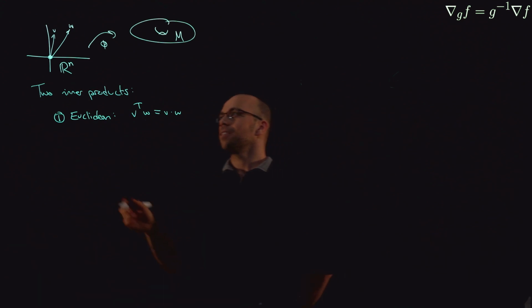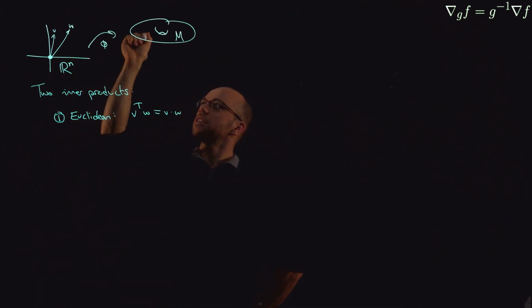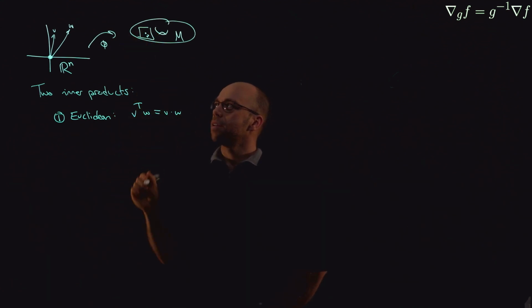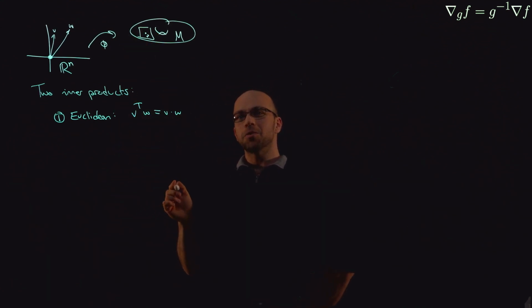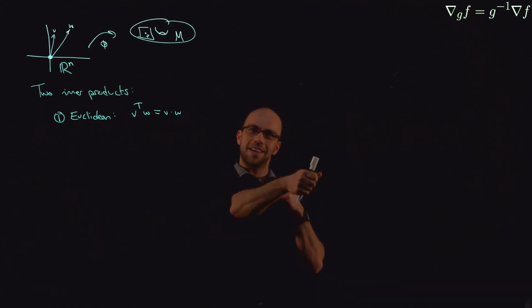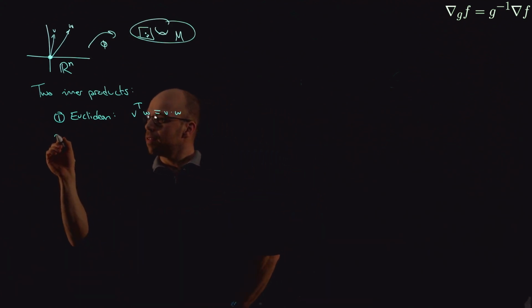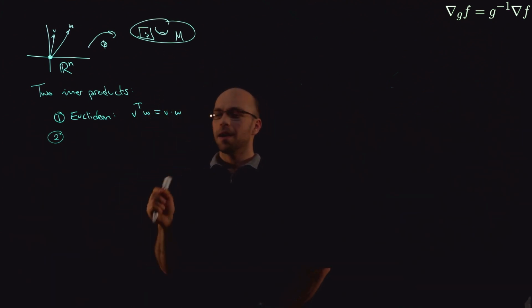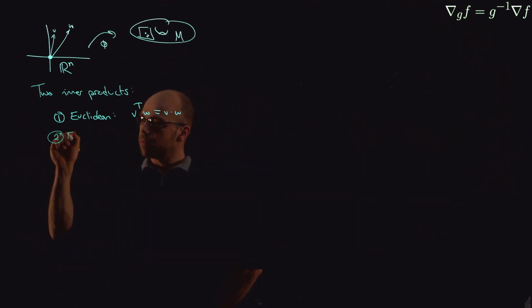But phi here, right, so maybe it takes the origin to some point P, and here's the tangent plane. If phi is not an isometry, then it can actually take V and W and it could shear them, or it could scale them, or whatever. So we have a different inner product, which is inherited from M.